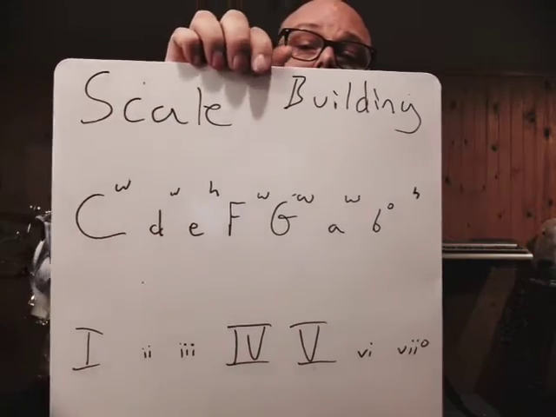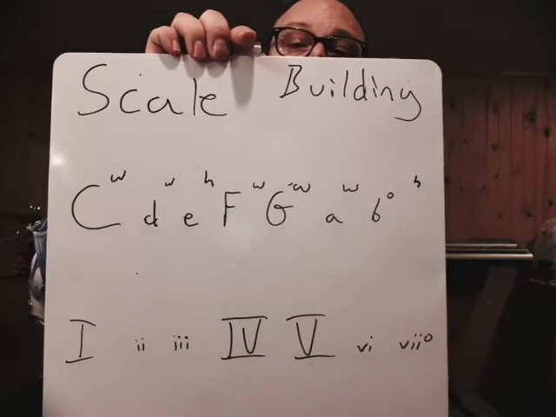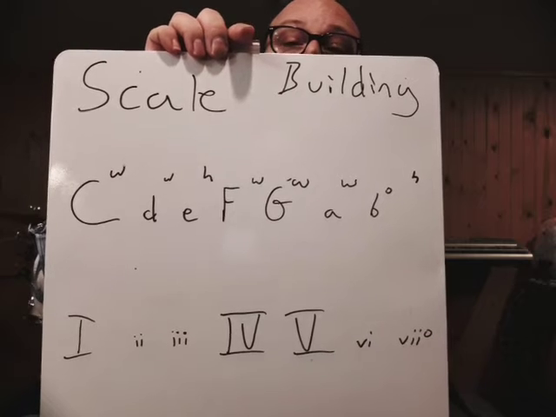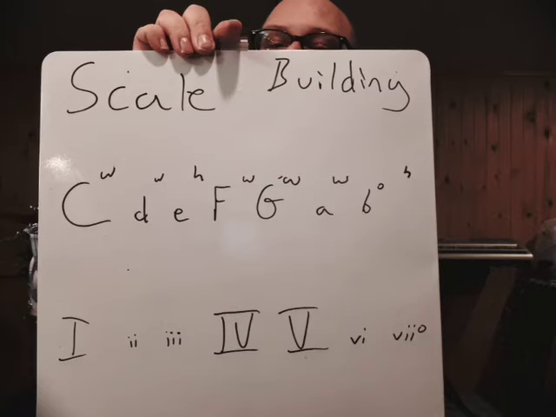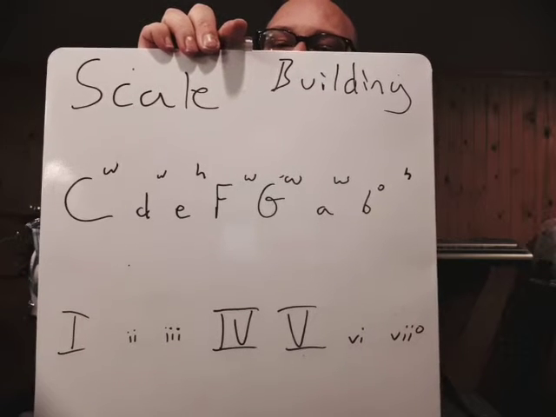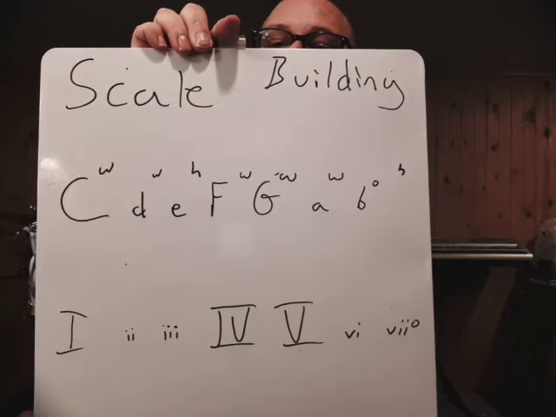The Roman numerals at the bottom, I will explain a little more in the next video. For now, just get your brain used to seeing 1, 2, 3, 4, 5, 6, 7 in reference to a major scale as those Roman numerals. It will help you out in the future. Next video, I'll explain that more.